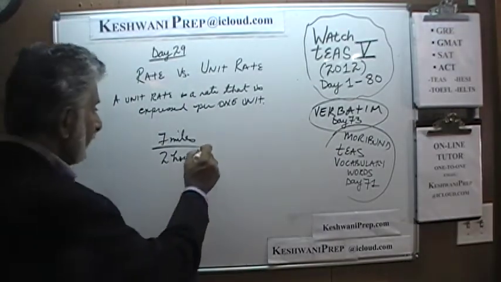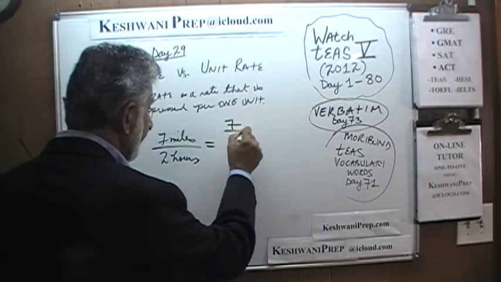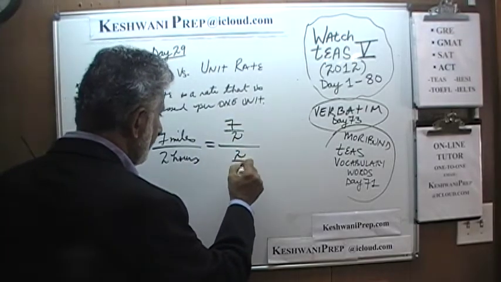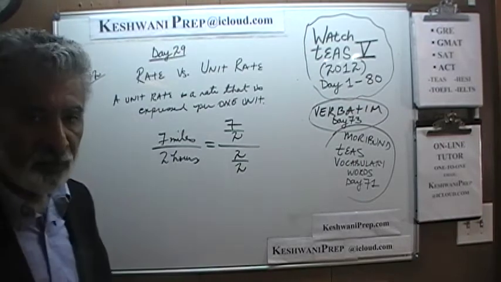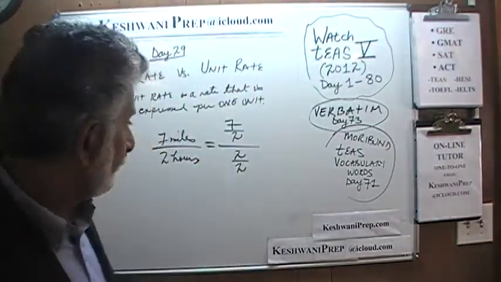How do we do that? Well, it's very simple. Take the top divided by 2, take the bottom divided by 2. As long as you divide top and bottom by the same number, or multiply the top and bottom by the same number, you're fine. But you cannot add or subtract. That you cannot do.